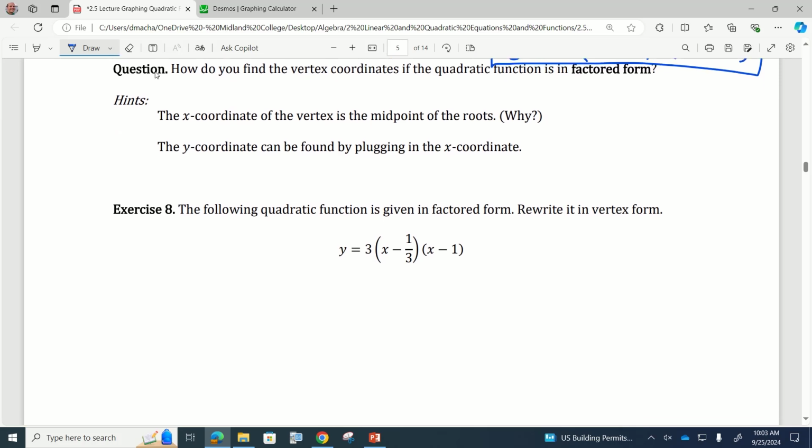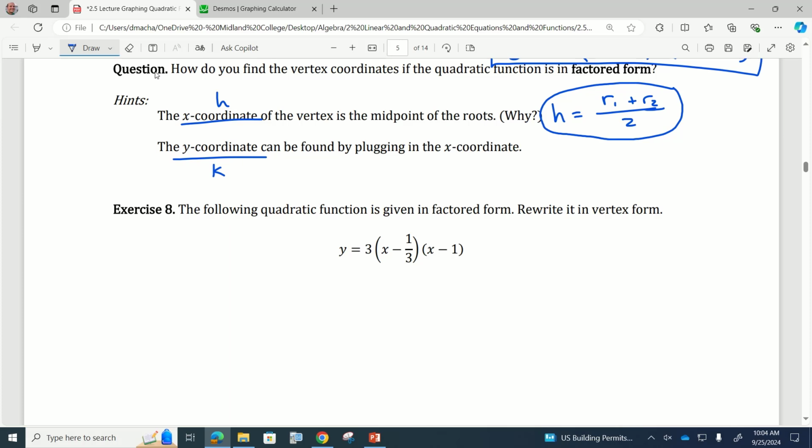How do you find the vertex coordinates if the quadratic function is in factored form? Well, if it's in factored form, the cool part is we already know what the roots are. In factored form, you can see the roots. And so when I say the x coordinate of the vertex is the midpoint between the two roots, you just find the midpoint between the two roots. Once again, there's no fancy formula for the y coordinate. You just have to plug in to your original function to get the y coordinate. You plug in the x coordinate into the original function.